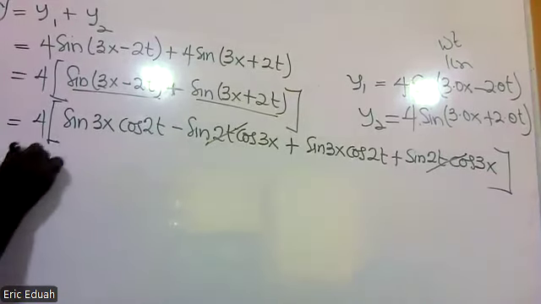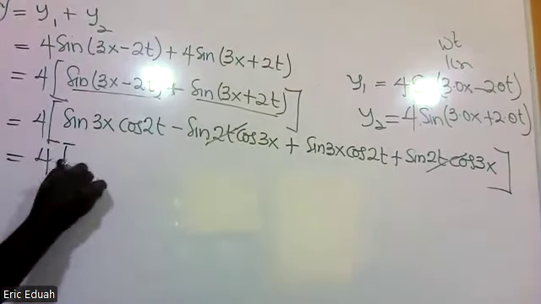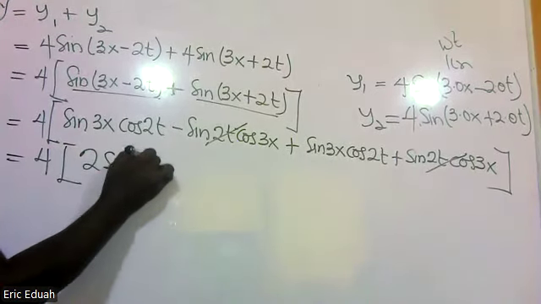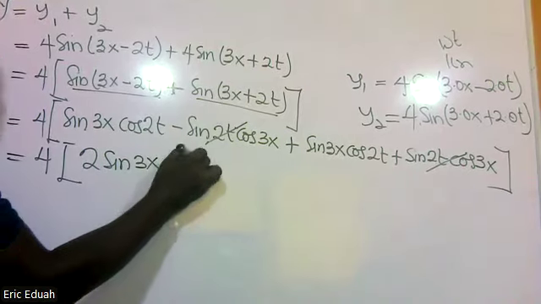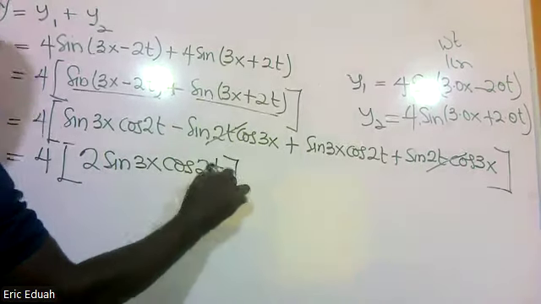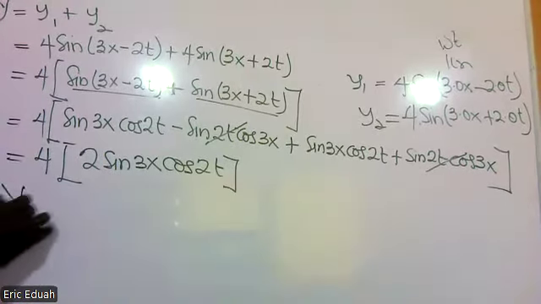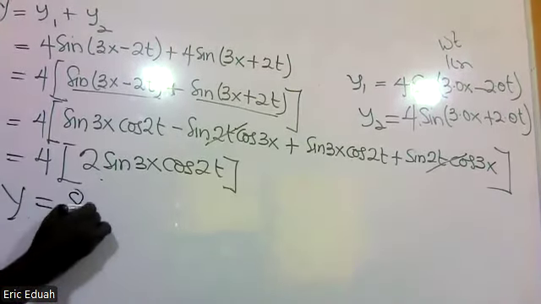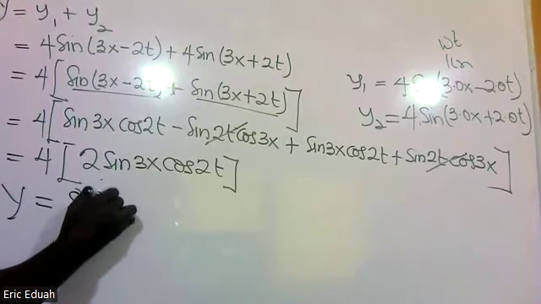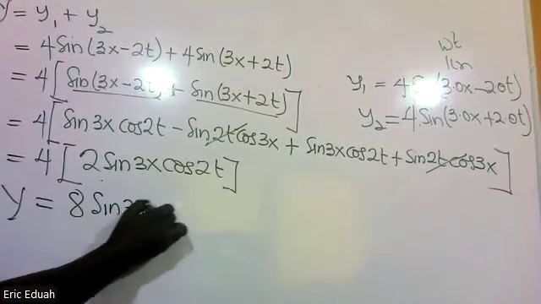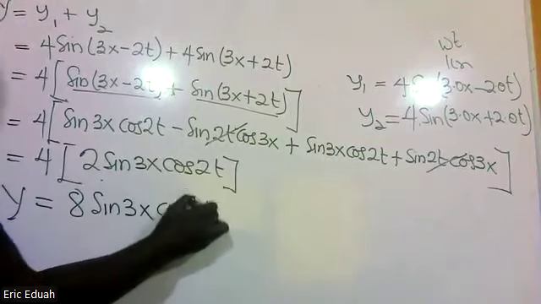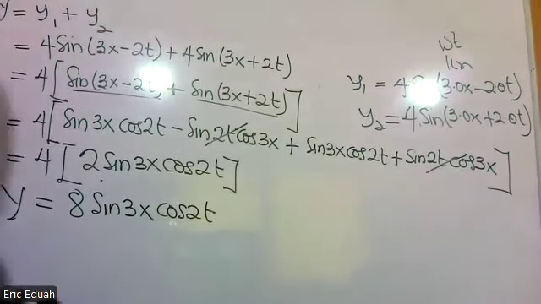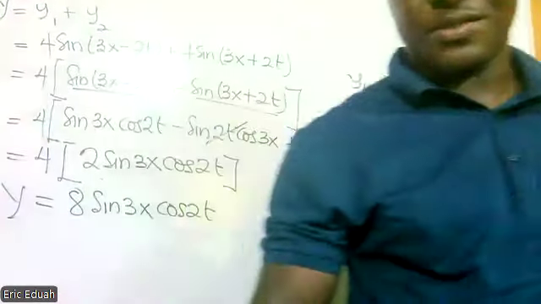So we have 2 sine 3x cos 2t. Therefore, the stationary wave equation is equal to 8 sine 3x cos 2t. How many of you got this as the equation of the stationary wave?